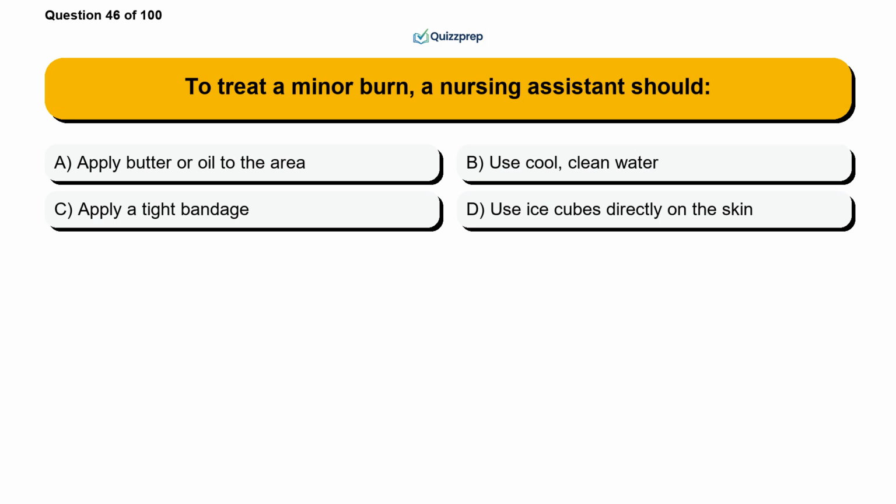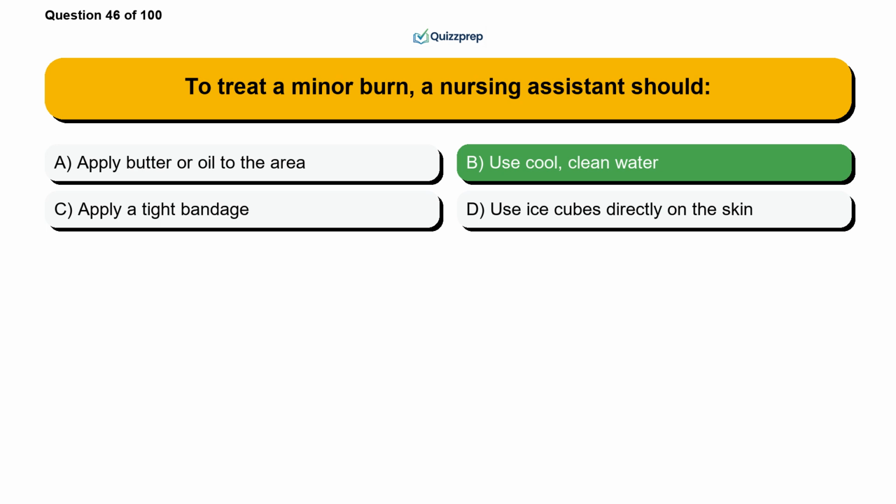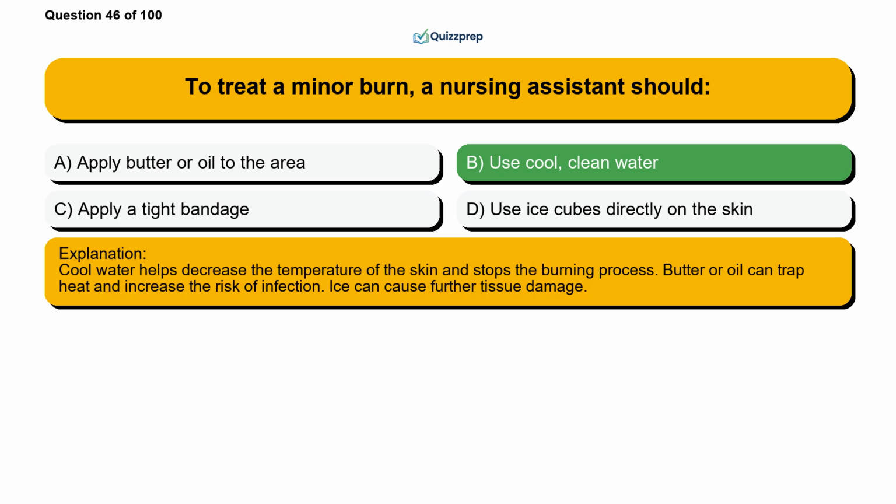Question 46. To treat a minor burn, a nursing assistant should: Option A, apply butter or oil to the area. Option B, use cool, clean water. Option C, apply a tight bandage. Option D, use ice cubes directly on the skin. The correct answer is option B, use cool, clean water. Cool water helps decrease the temperature of the skin and stops the burning process. Butter or oil can trap heat and increase the risk of infection. Ice can cause further tissue damage.